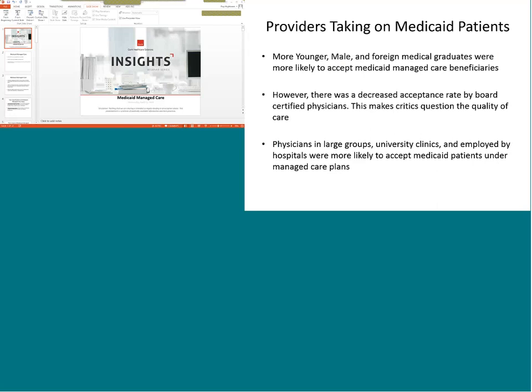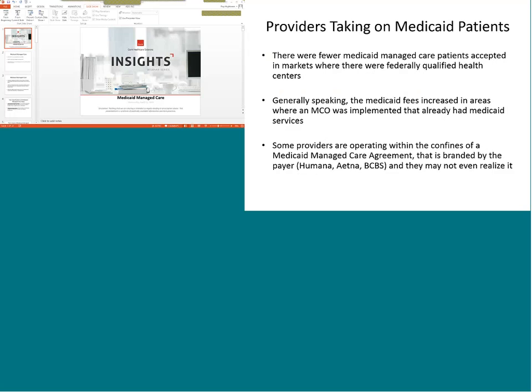Nonetheless, the physicians in the large groups and university settings or employed by hospitals were more likely to accept Medicaid patients under managed care plans. And as more physicians are employed by hospitals, we are definitely seeing a trend and growing more in the Medicaid patient population, which ultimately would improve the quality of care.